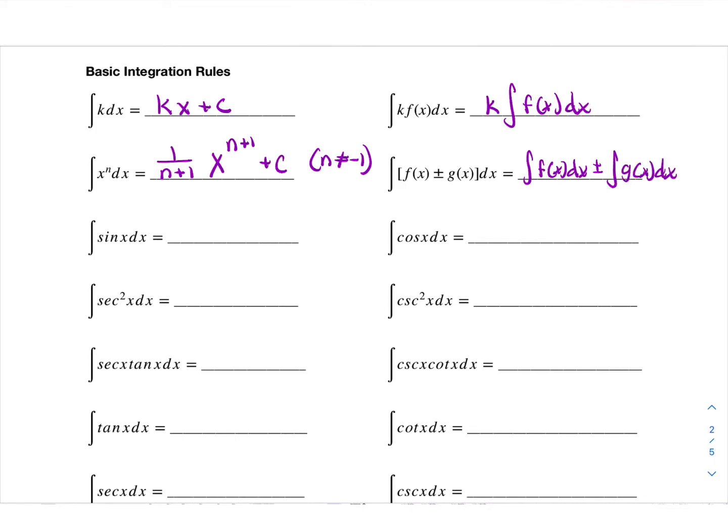All right, some trig integrals. The integral of sine of x is negative cosine of x plus c. The integral of cosine of x is sine of x plus c. The integral of secant squared of x is tangent x plus c. And the integral of cosecant squared x is negative cotangent x plus c. The integral of secant x tangent x is secant x plus c. The integral of cosecant x times cotangent x is negative cosecant x plus c.